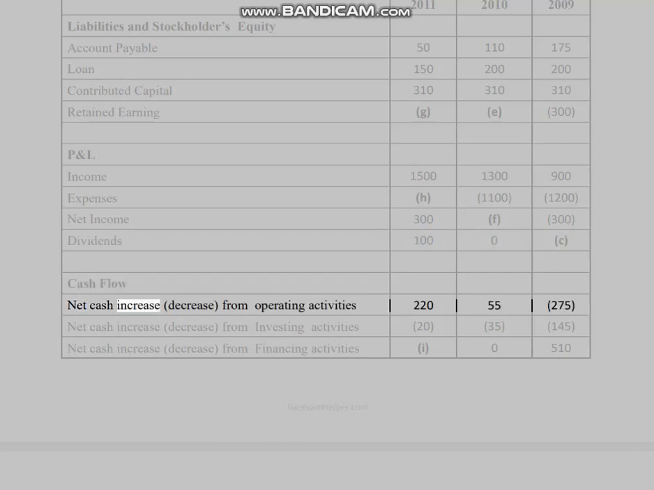Cash flow. Net cash increase, decrease, from operating activities 220, 55, 275. Net cash increase, decrease, from investing activities 20, 35, 145. Net cash increase, decrease, from financing activities I, 0, 510.